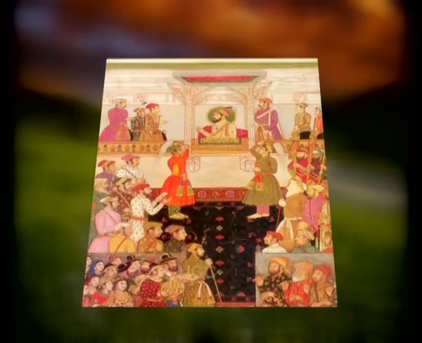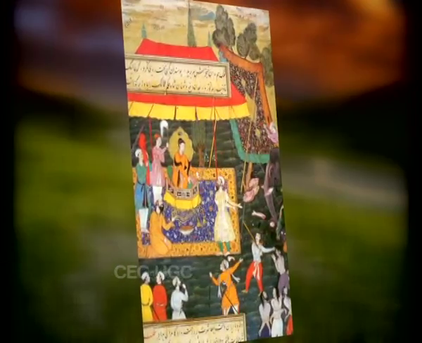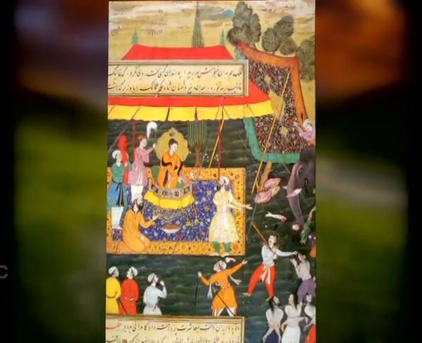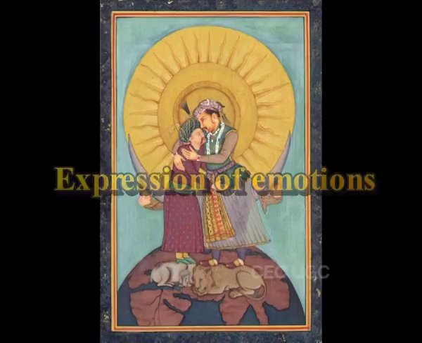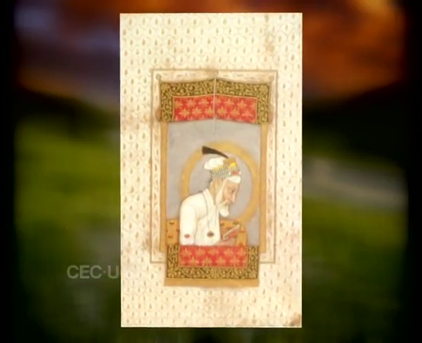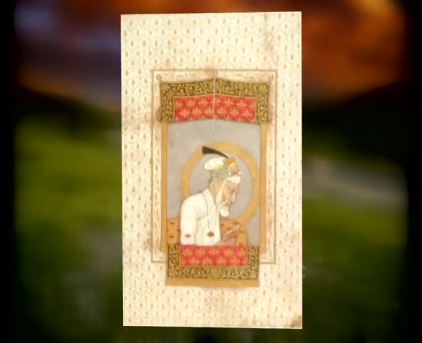Ornamental designs. In the paintings of the courts, we can find ornamental patterns on the walls of the palaces, floors and also on the ceilings. The walls of the palaces are beautifully decorated with geometrical designs and the floors have beautiful ornamental designs of flora and fauna and creepers, which are dynamic and smooth. Expression of emotions. The Mughal artists had a special gift of expressing emotions and different sentiments through their paintings.